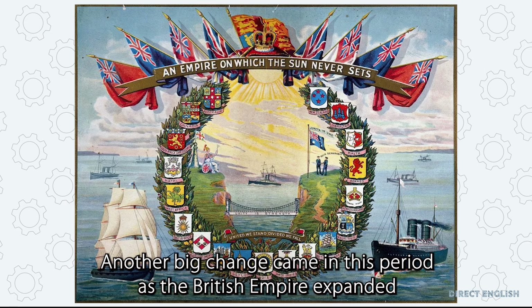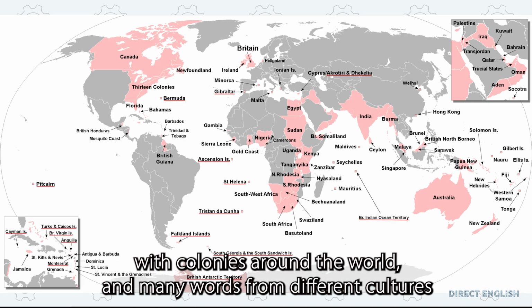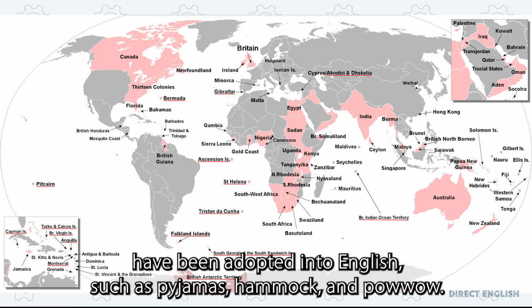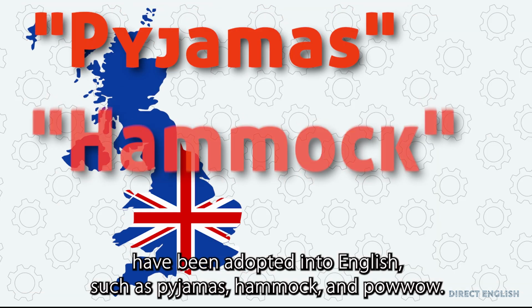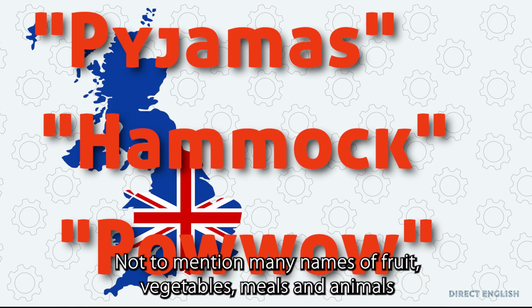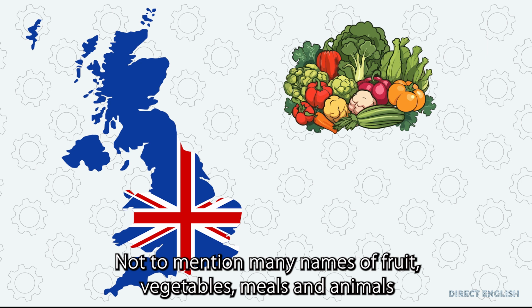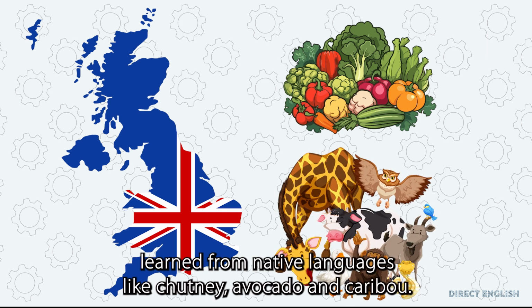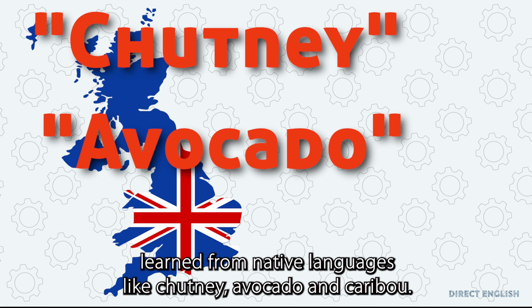Another big change came in this period as the British Empire expanded with colonies around the world. And many words from different cultures have been adopted into English, such as pajamas, hammock, and powwow. Not to mention many names of fruit, vegetables, meals, and animals learned from native languages, like chutney, avocado, and caribou.